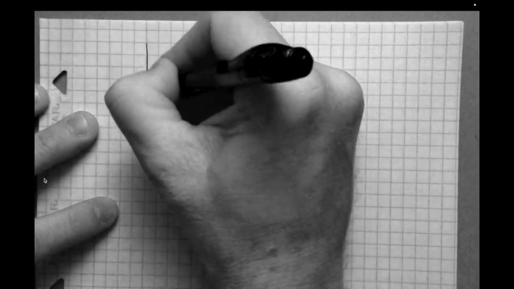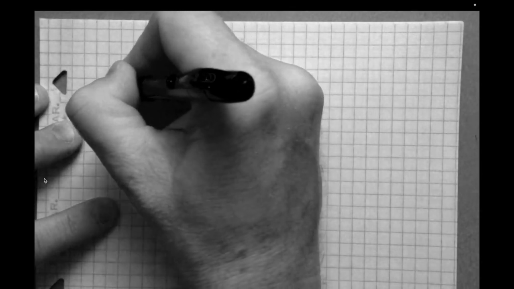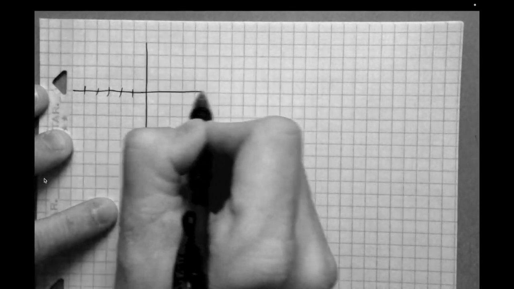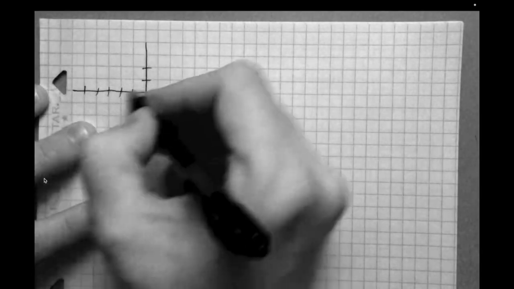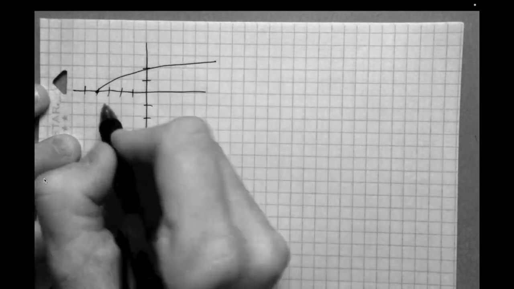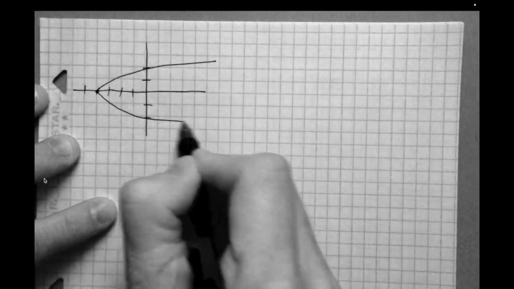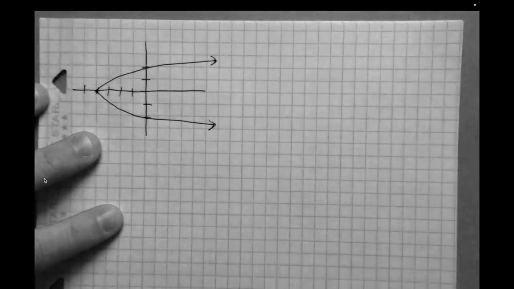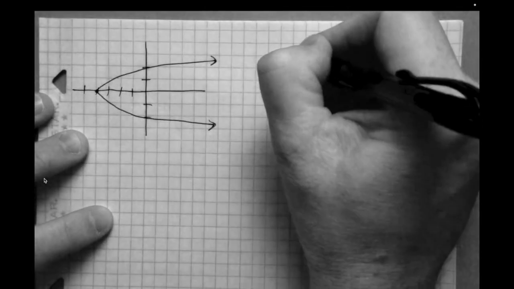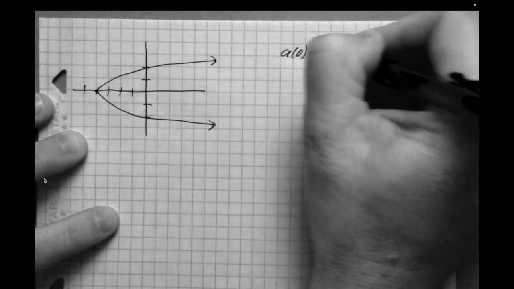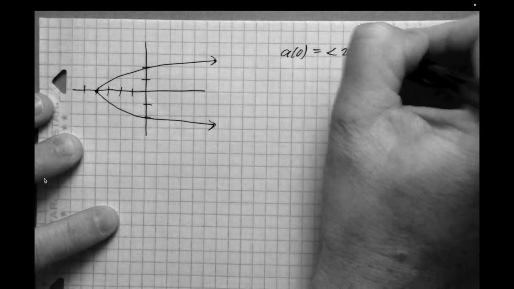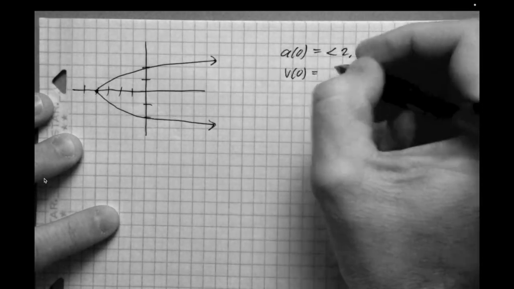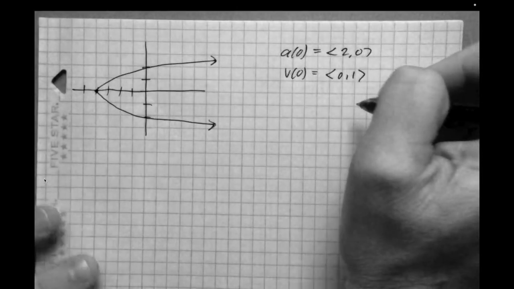Let's say we have, right, so the path looks like this. We saw 1, 2, 3, 4, 5, and 1, 2. So we know that it cuts through here, it kind of goes up like this, and then it does one of these, right? Well, so a(0) is <2, 0> and v(0) is <0, 1>. Right, pulling that from the previous page.